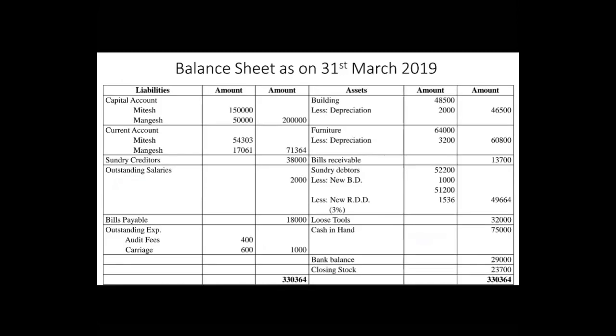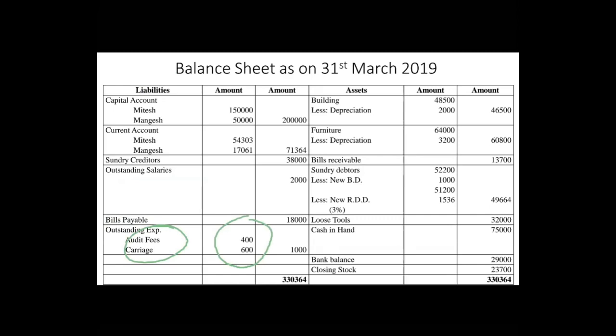Because outstanding is an amount which is yet to be paid, which means it is a liability. That is why the second effect will be on the liability side of the balance sheet, as you can see over here. So you have to give the heading outstanding expenses in this way, and you have to mention the audit fees and carriage.